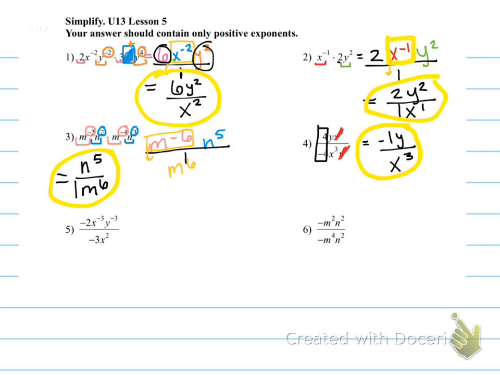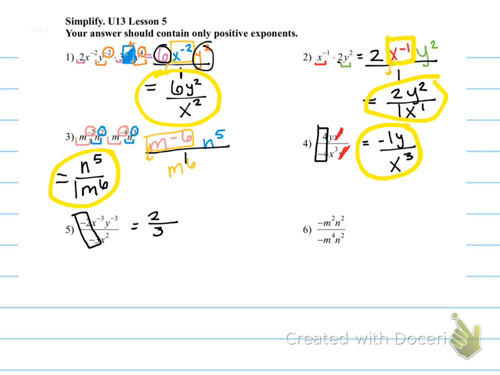All right, let's keep going on to number 5. For number 5, again, we're doing quotient rule, so we'll be subtracting those exponents. But before we do that, let's just look at the numbers. I've got -2 on the top and -3 on the bottom. Let's divide those. 2 divided by 3 doesn't simplify, but we know a negative divided by a negative does get us a positive. So I'm going to have a 2 on the top and a 3 on the bottom, but it's going to be positive. And then we can look, are there any 0 exponents? And there are not. So now we can go ahead and simplify.